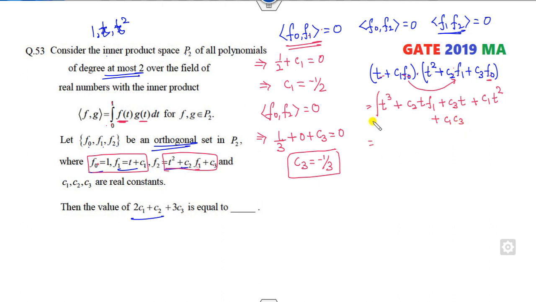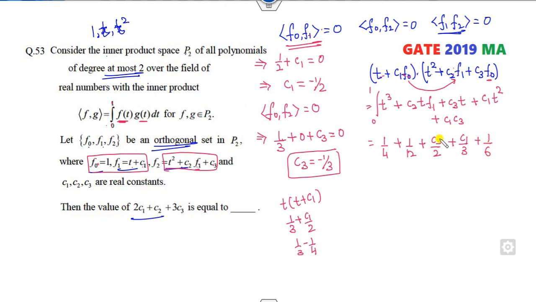Now you can integrate over 0 to 1. So this value is 1 by 4 plus, what is f1? f1 is t plus c1. So t into t plus c1. T square gives 1 over 3, c1 over 2. c1 is minus 1 by 2. So 1 over 3 minus 1 by 4 is 1 over 12. It's c3 over 2, which is 1 over 3. What is the c1 c3? It's plus 1 over 6.